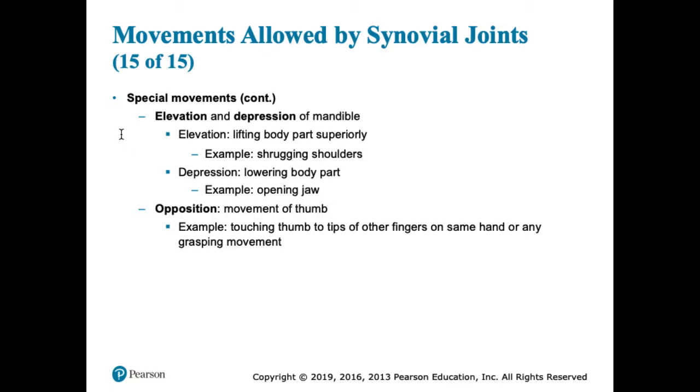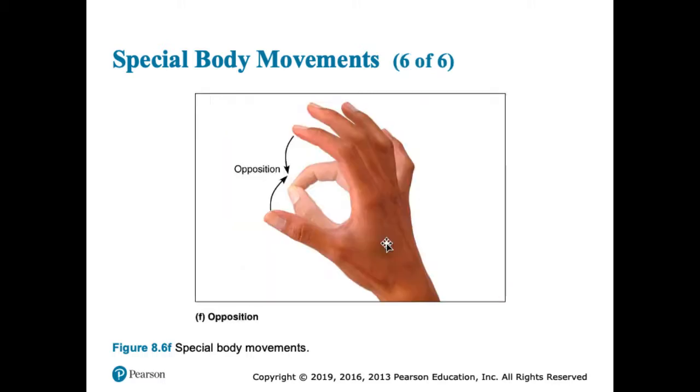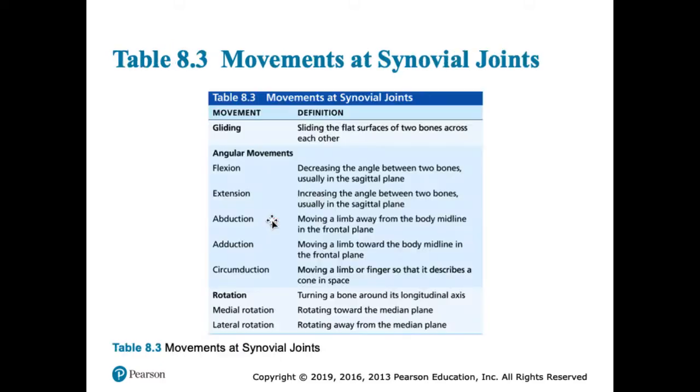Elevation and depression of the mandible is another one. So elevation is lifting body parts superiorly, things like shrugging the shoulders. And then depression is lowering the body parts, such as opening the jaw. There's also opposition. That's the movement of the thumb. So basically touching the thumb to the tips of other fingers on the same hand, or any grasping movement that you can think of. And so here's that elevation of the mandible and the depression of the mandible. And then the opposition, touching other fingers or having that grip-like movement.